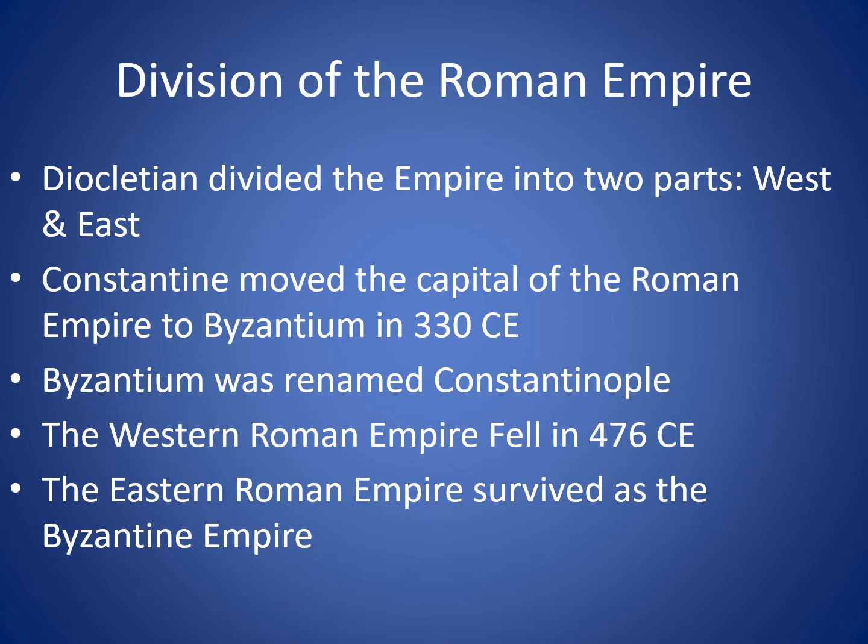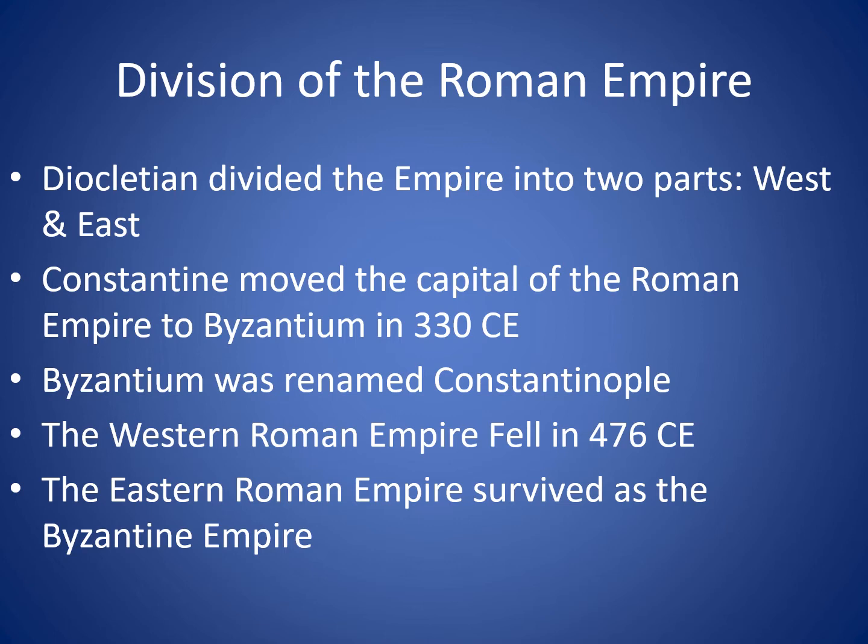Emperor Constantine was known for a few things. One was making Christianity legal within the Roman Empire, but also moving the capital of the Roman Empire to the city of Byzantium. He did that in 330 CE. From there, Byzantium was renamed Constantinople. It was named after this emperor.